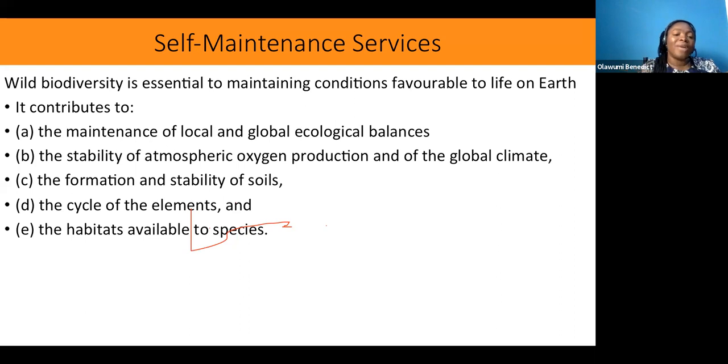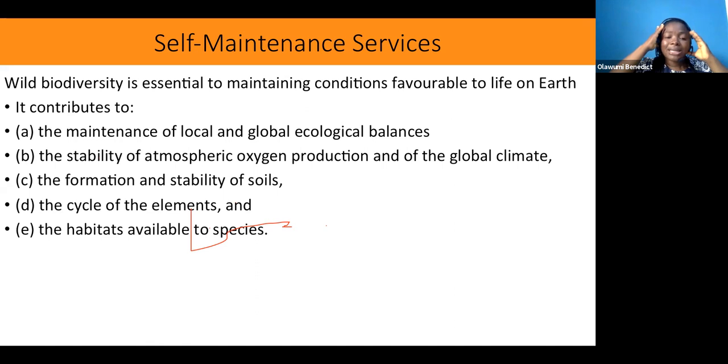Then the circle of elements, different elements, because they release different things. All these microorganisms and macroorganisms that we're talking about, they release different elements, and some of them release beneficial elements into our farm, which is very important.